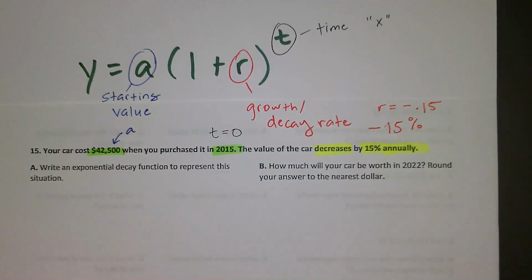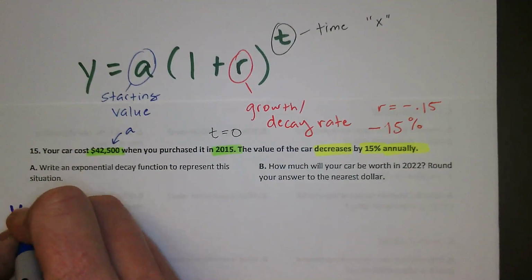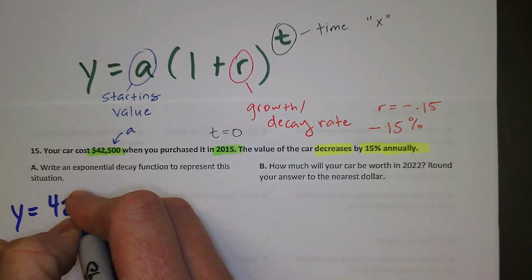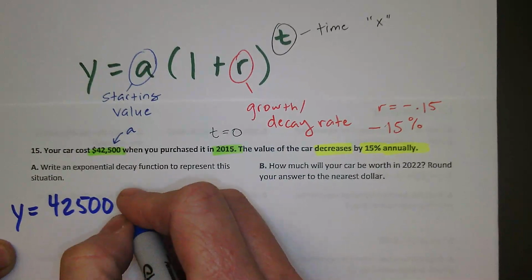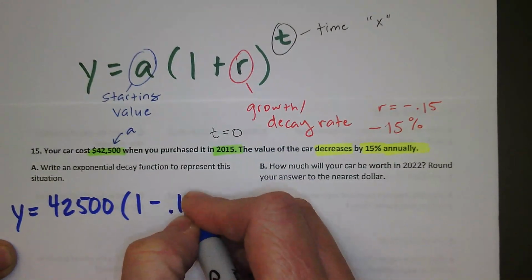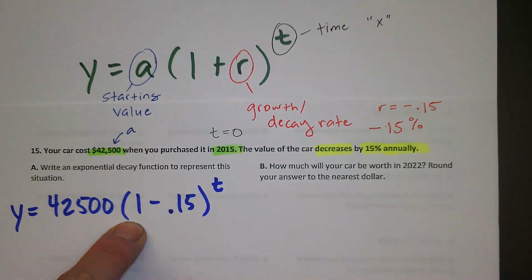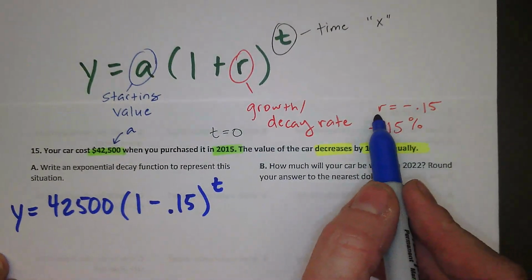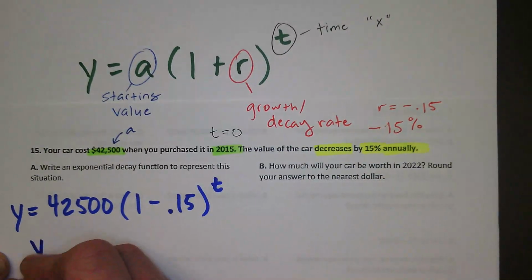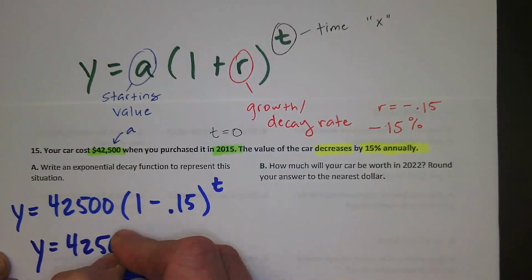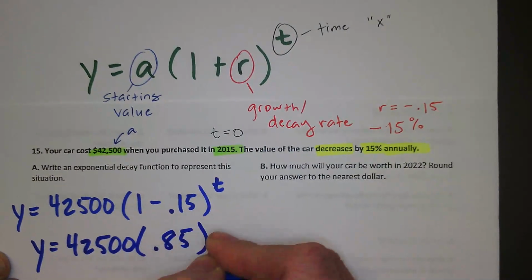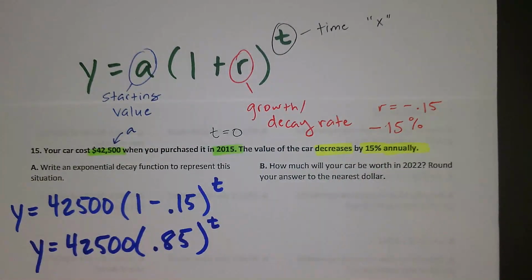Once we know that, the pieces just go into the equation in their correct location. So we'll do y is equal to our starting value, 42,500. Now it is 1 minus 0.15, all raised to the t. Really, the reason that this is 1 is it's the full value, taking off 15%. And 1 represents 100%. This minus 15 represents decreasing by 15%. 42,500. I'm just simplifying here, and I'm going to get 0.85 raised to the t. That is my answer for part A.